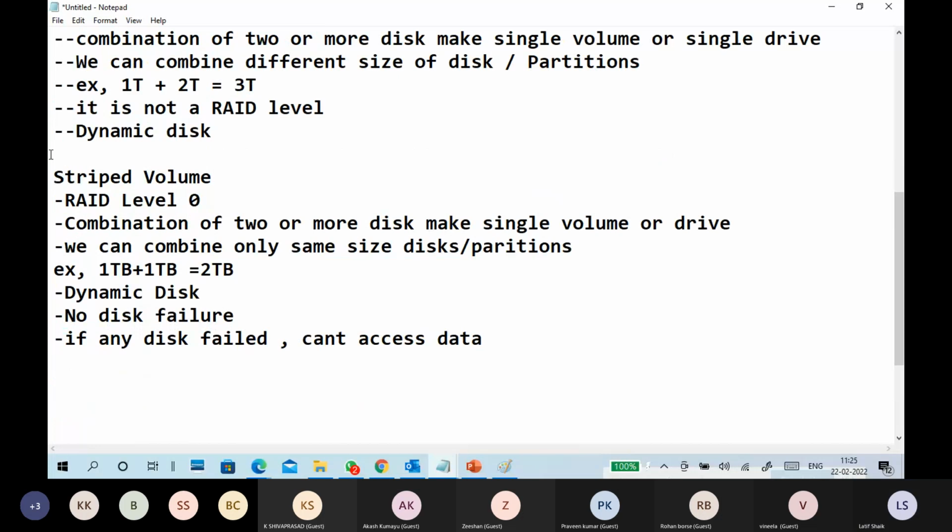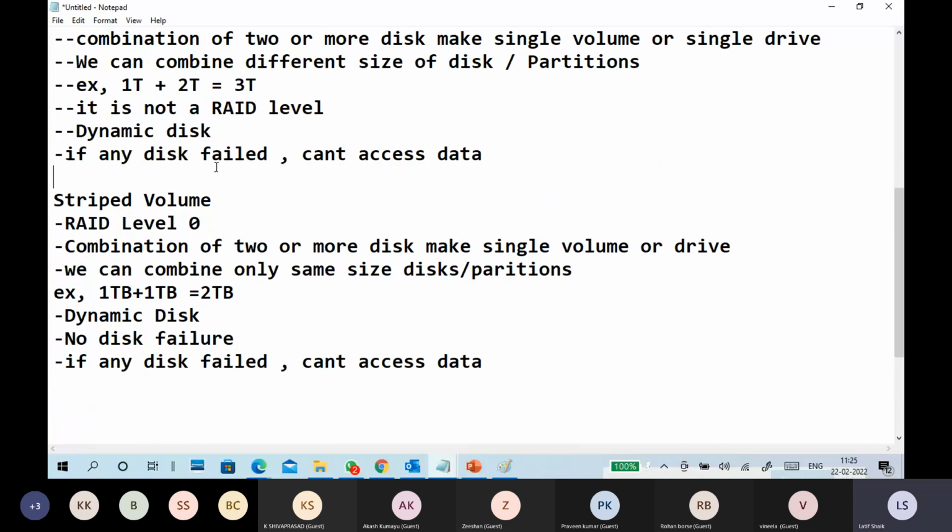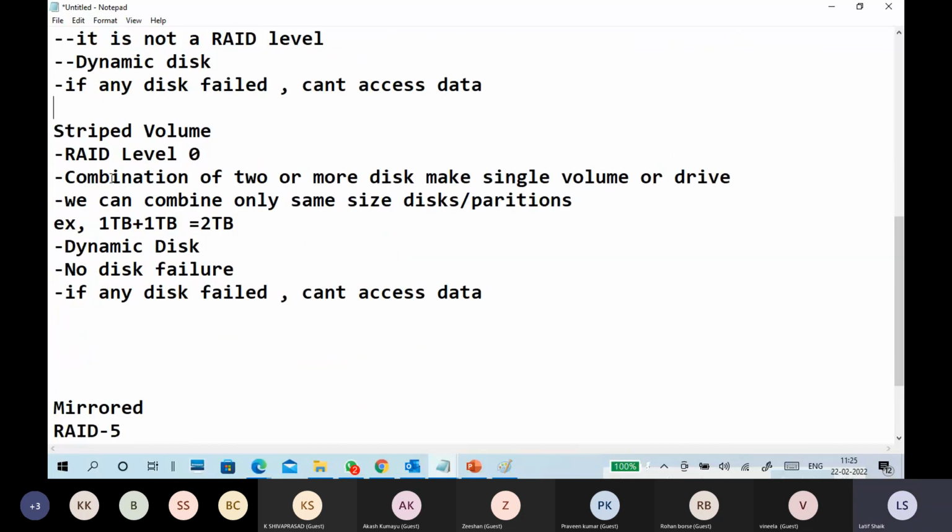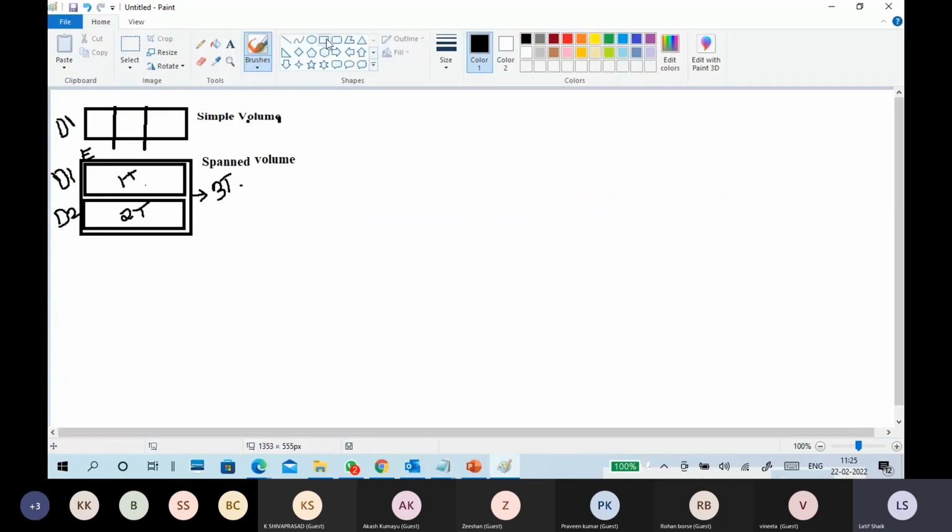But this one comes under a RAID level. This is only to create large volume sizes. If you want to create a large volume size, use a striped volume. Diagrammatically, I will show it like this, and practically also we can see.